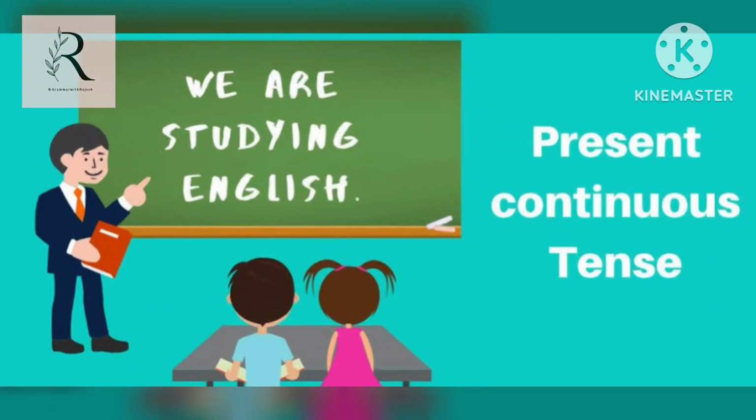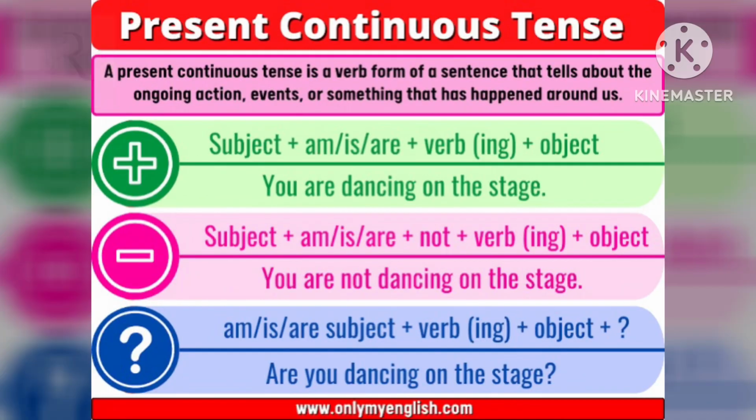Next, present continuous tense. A present continuous tense is a verb form of a sentence that tells about ongoing actions, events, or something that is happening around us. Structure for the positive present continuous tense is subject plus am, is, are plus verb ing form plus object. Example for the positive present continuous tense: you are dancing on the stage.